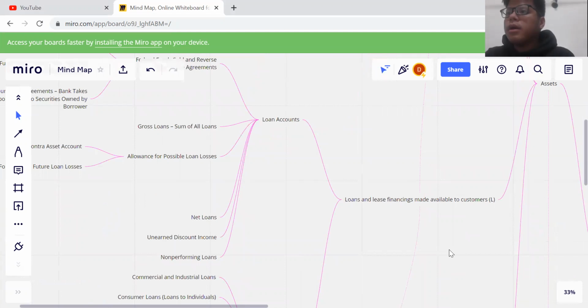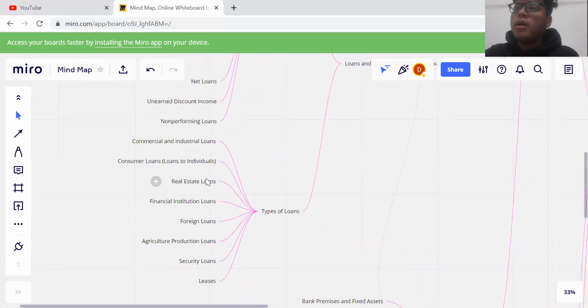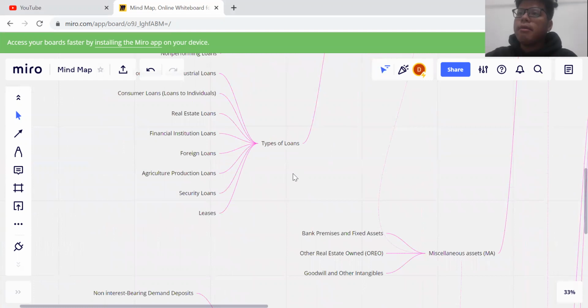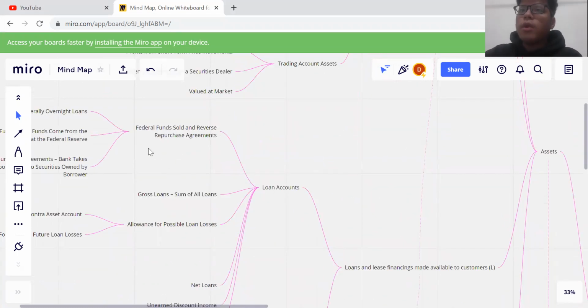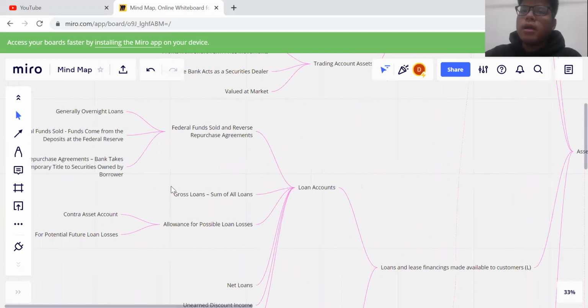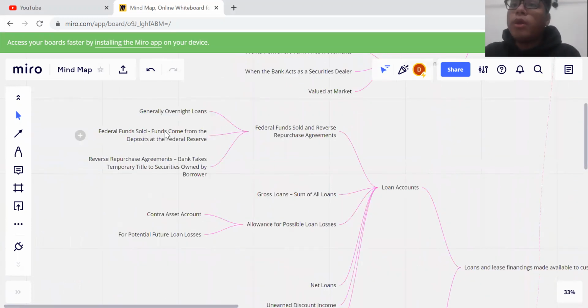Move to the loan and lease financing. We have loan accounts and types of loans. In loan accounts, we have the federal funds sales and reverse repurchase agreements. From it, we can have three parts. Federal funds sales are overnight loans, funds that come from the deposits at the Federal Reserve. In reverse repurchase agreements, the bank takes temporary title to securities owned by the borrower.